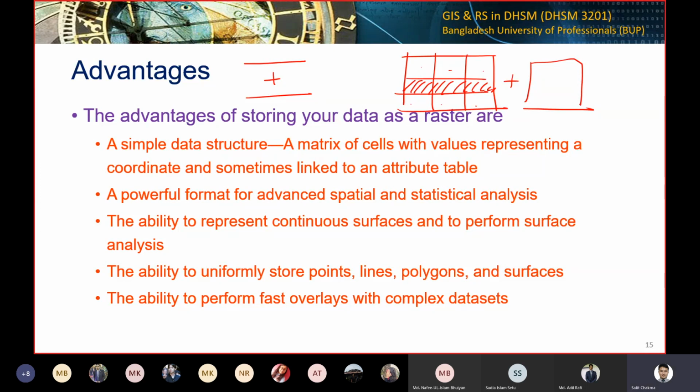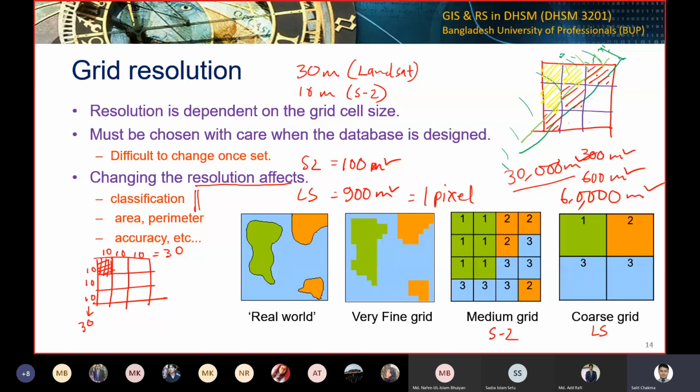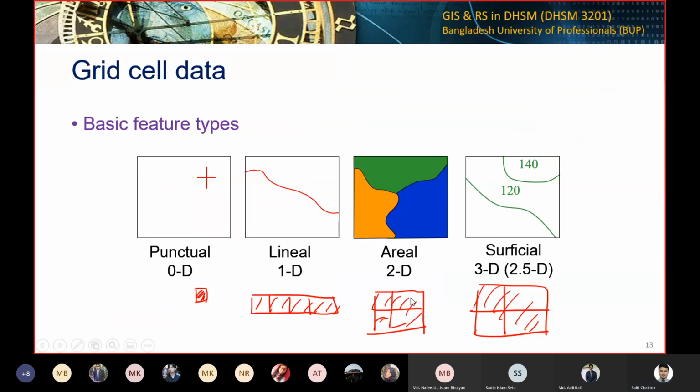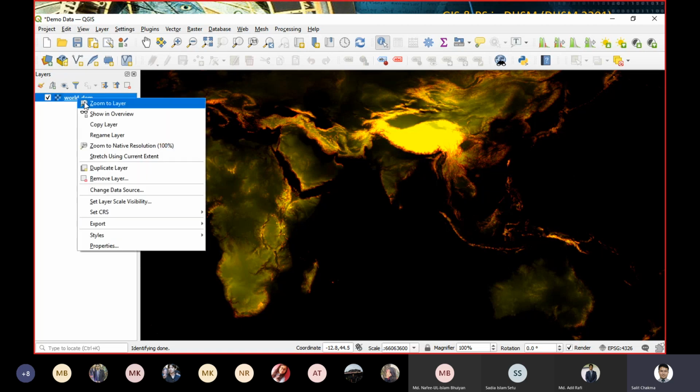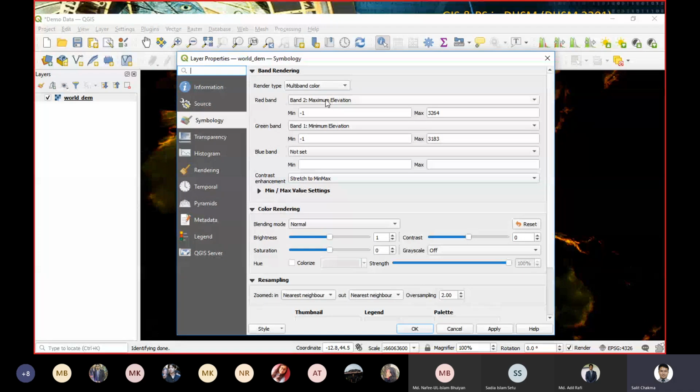So I have already discussed this point, the ability to uniformly store points, lines, polygons, and surfaces. It was explained here. By using points, you are representing points. By using a series of cells, you are representing linear features. By using clusters, you are representing areal, superficial features, and this one is also a cluster. So there are clusters of pixels. If I turn them off, for example, we're seeing multiple colors.